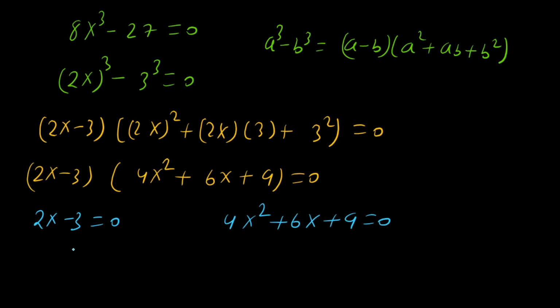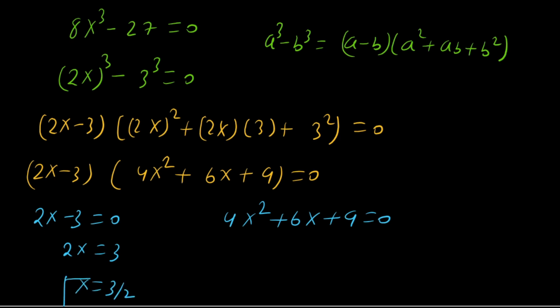Here if we add 3 to both sides, then 2 times x is equal to 3. Now if we divide both sides by 2, then you will get x is equal to 3 over 2. Now this is the fourth value of x. Here this is the quadratic equation 4 times x square plus 6 times x plus 9 is equal to 0.